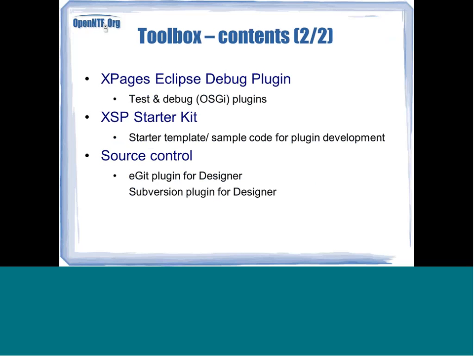Then we have the XPages Eclipse Debug plugin, which you'll need if you're doing plugin development against Domino. We have the XSP Starter Kit, which is sort of a starter template for plugin development. That already contains a lot of sample code. And we have a couple of components in the toolbox that deal with source control within Designer. So we have a plugin for eGit and a plugin for Subversion.